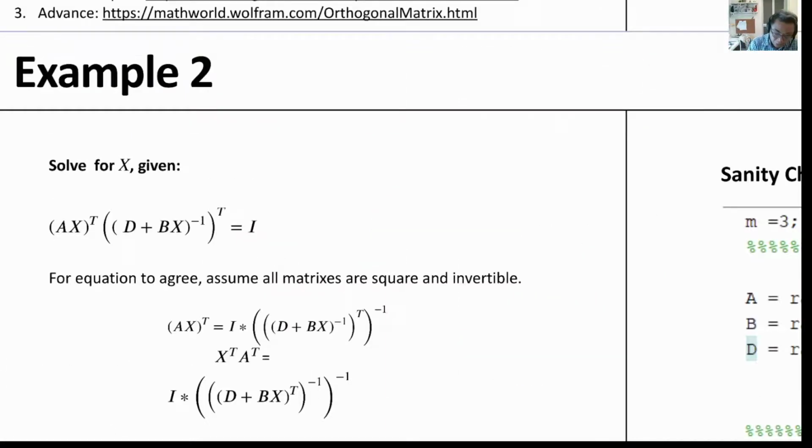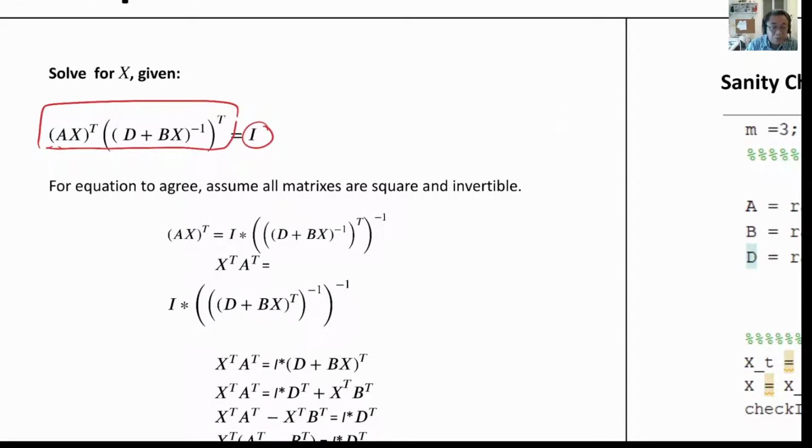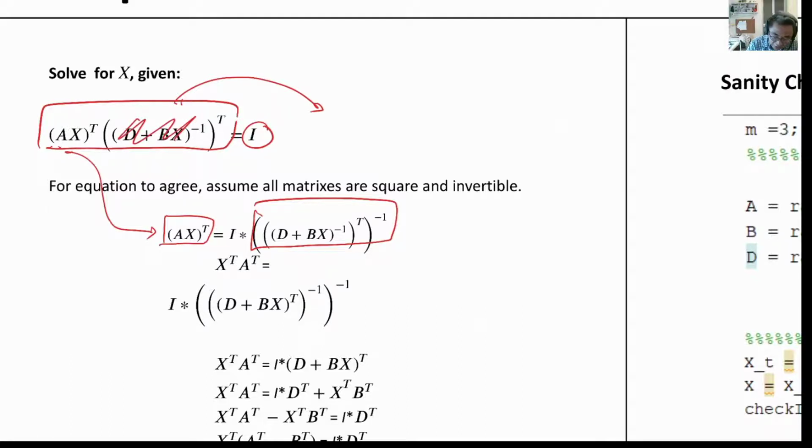In this example 2, we are given this expression equals identity. What we first do is to multiply the second term by its inverse. What it reduces to is that on the left hand side, we are left with (AX) transpose. This is gone after we have multiplied with the inverse, leaving us with ((D plus BX) inverse) transpose inverse, as seen here.